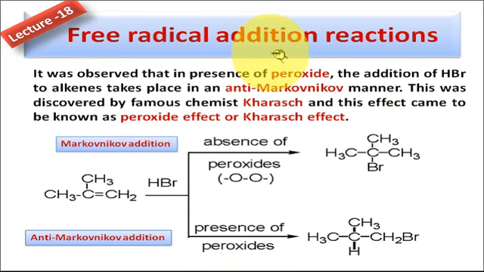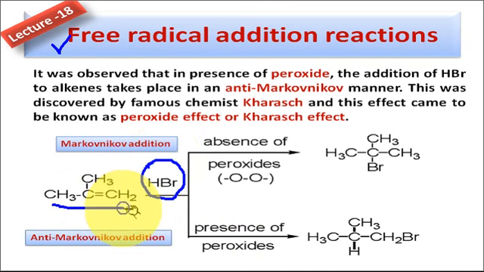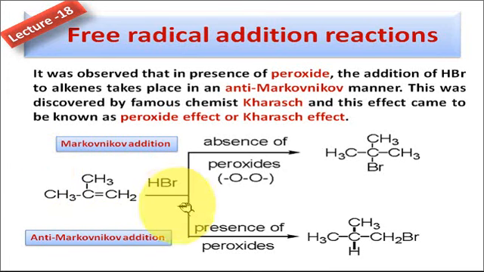Students, we have earlier learned that addition reactions in organic compounds are of three types: electrophilic addition, nucleophilic addition, and free radical addition. Electrophilic and nucleophilic addition we have learned earlier. Now today we are starting with free radical addition reactions. It was observed that in presence of peroxide, the addition of hydrogen bromide to unsymmetrical alkene takes place in an anti-Markovnikov manner. As we learned in lecture 16, when HBr adds to an unsymmetrical alkene, the hydrogen goes on the carbon atom which already has the maximum amount of hydrogen.